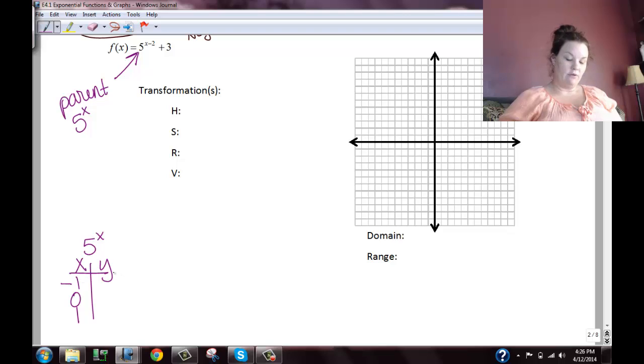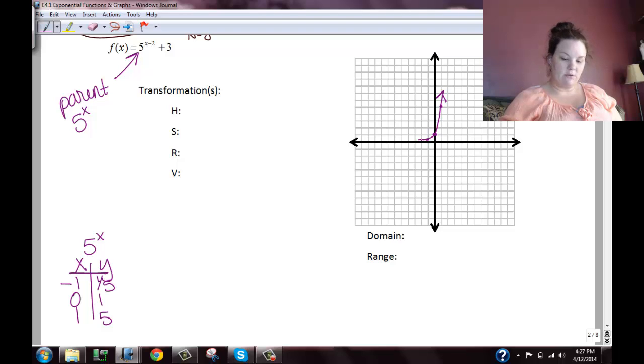If I do 5 to the -1 power, remember that flips it, so I would get 1 over 5 to the first power, which is then just 1/5. Okay. 5 to the 0 power is 1, and 5 to the first power is 5. So I'm going to go ahead and graph so that I know what my original function looks like. Notice my base is larger than 1, so it should be increasing. At -1, I'm at 1/5. 0, I'm at 1. 1, I'm up at 5.